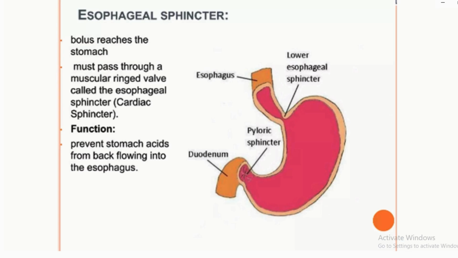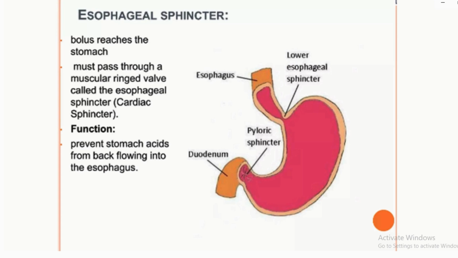After that, the food will enter and pass through one of the most important parts at the stomach, which we call the esophageal sphincter. So we can define that when the bolus reaches the stomach, it passes through a muscular ring valve, right? There are muscular ring valves present at the start of the stomach, which we call the esophageal sphincter. Another name is the cardiac sphincter. So what is the function of the esophageal sphincter? It basically prevents stomach acid from flowing back into the esophagus.